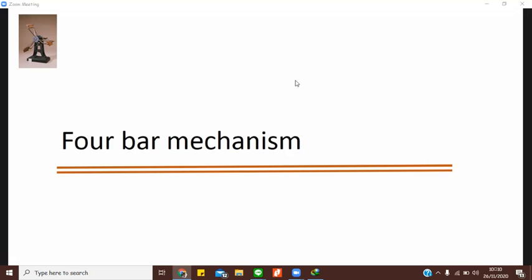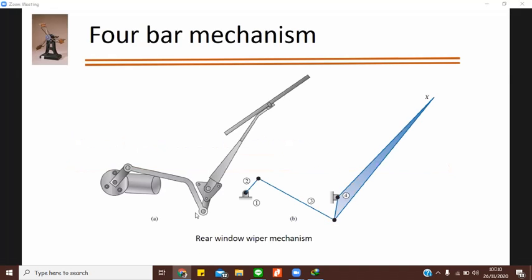So maybe in your first slide or first lecture that we had, I showed you a mechanism for an automotive window wiper, right? So that window wiper is actually a 4-bar mechanism, if you remember, right? And yeah, so here is your window wiper. It's a rear window wiper or front window wiper, anything you can say.